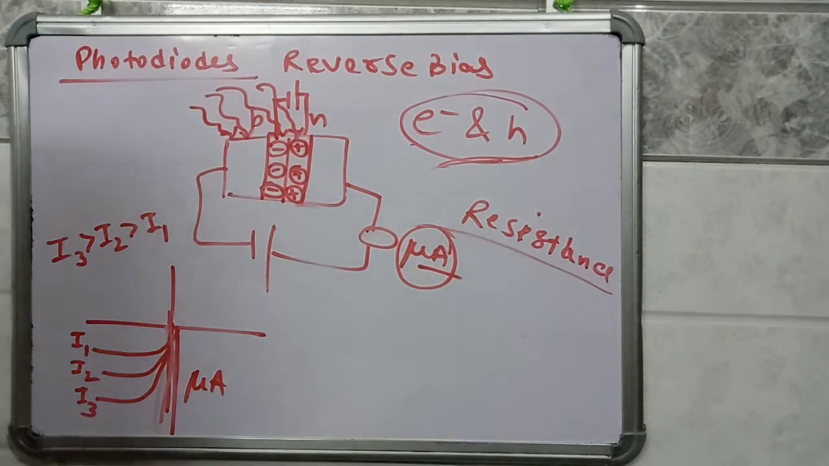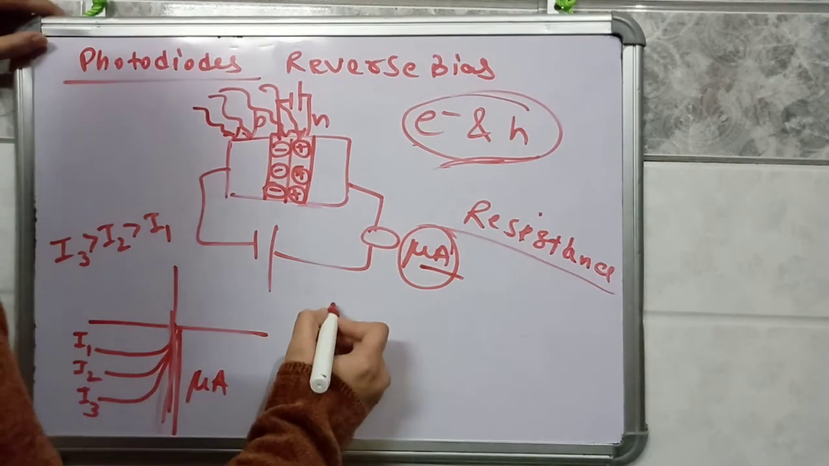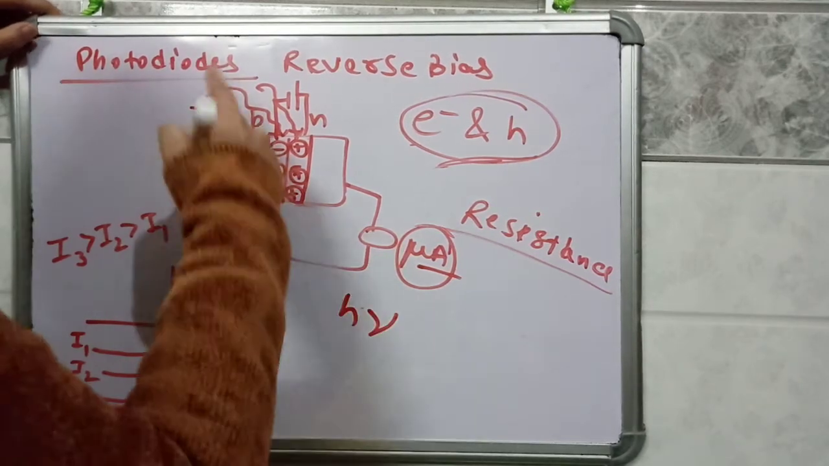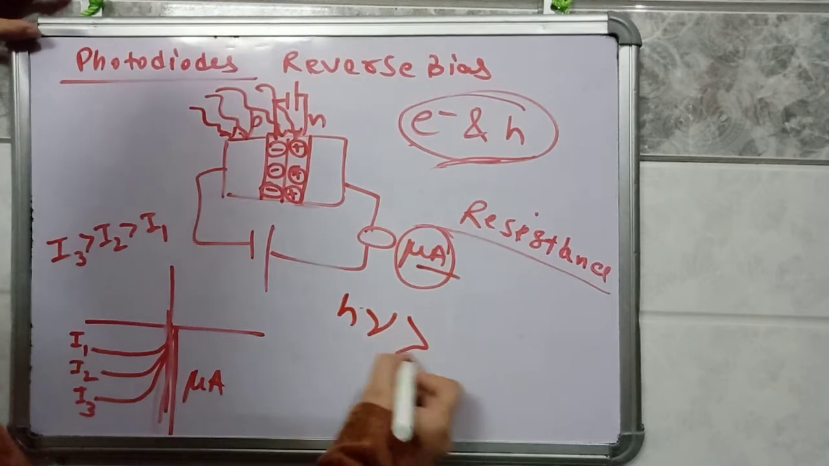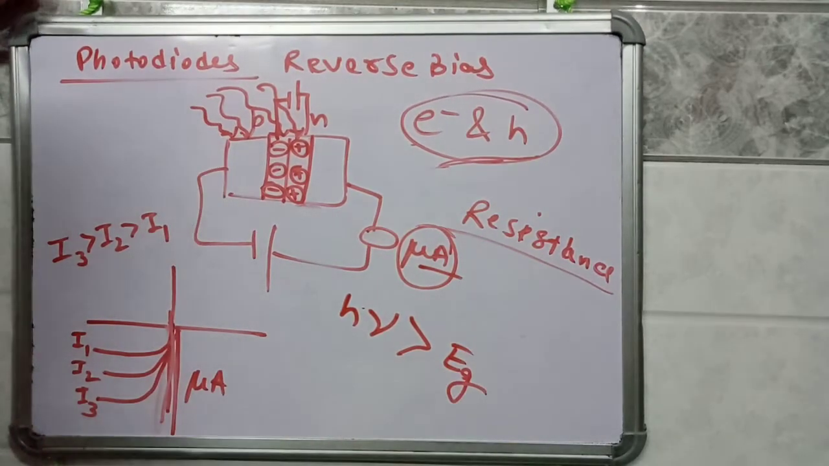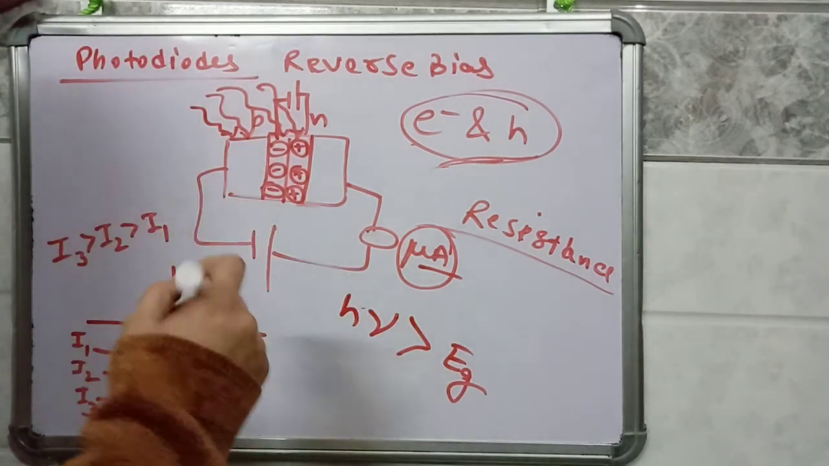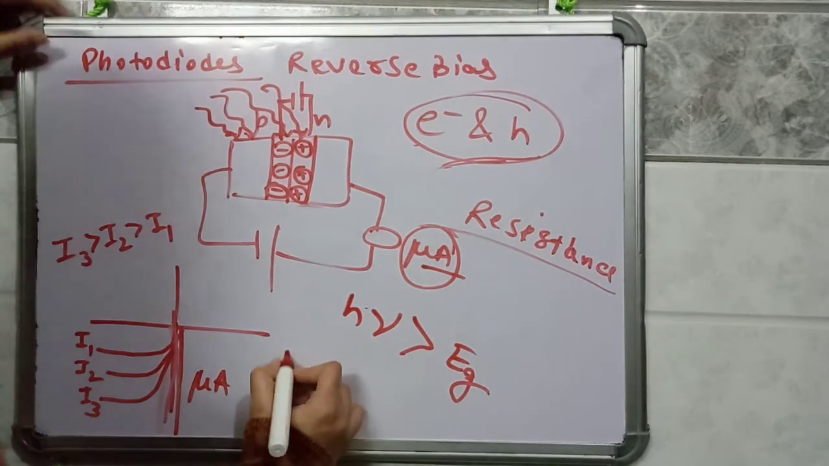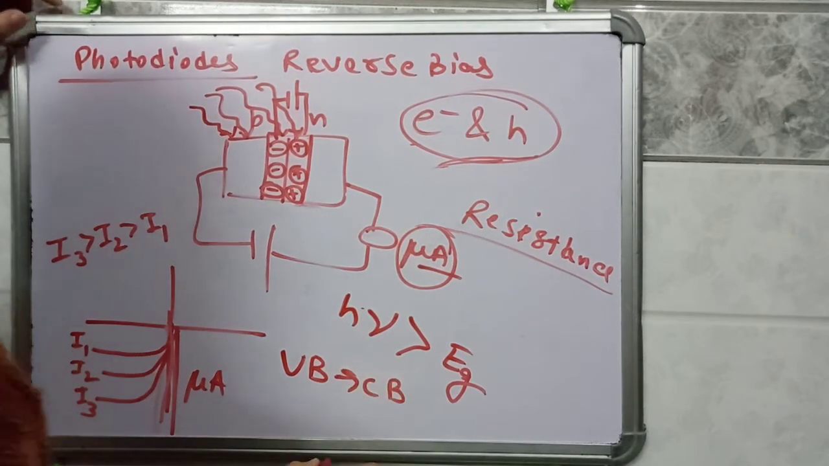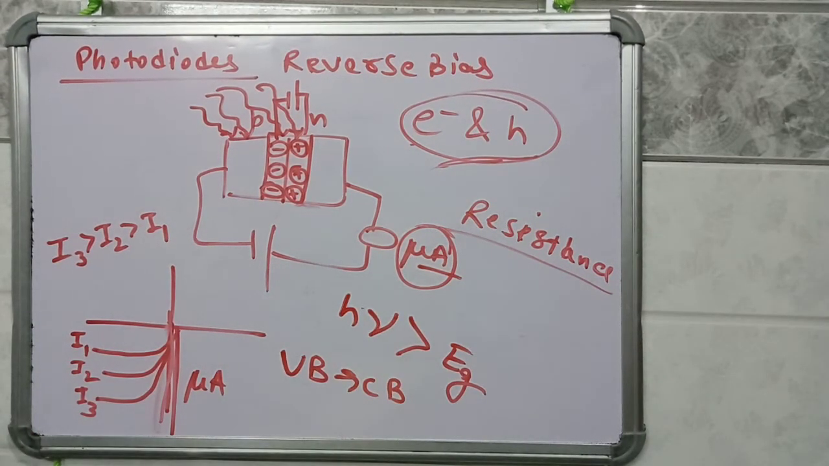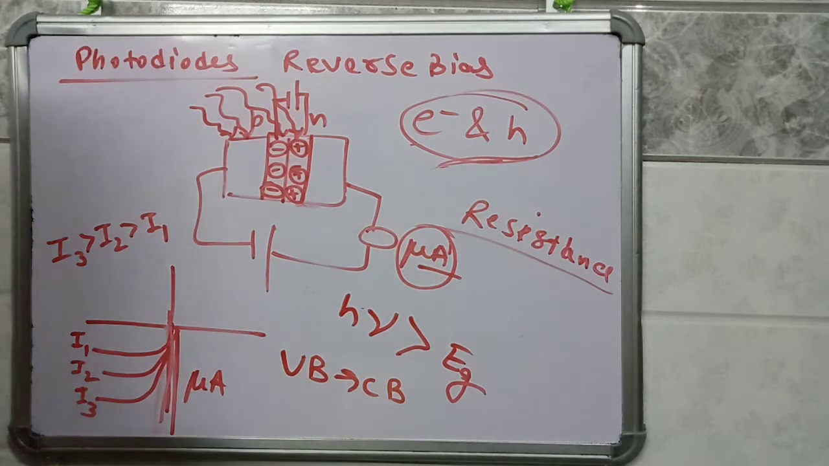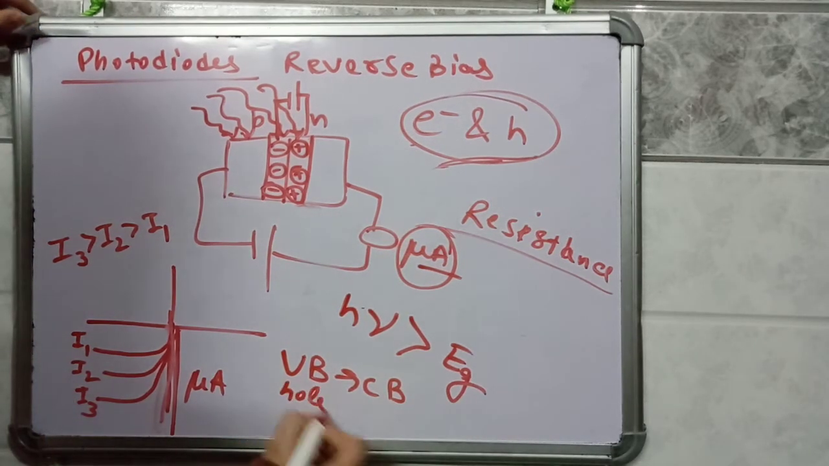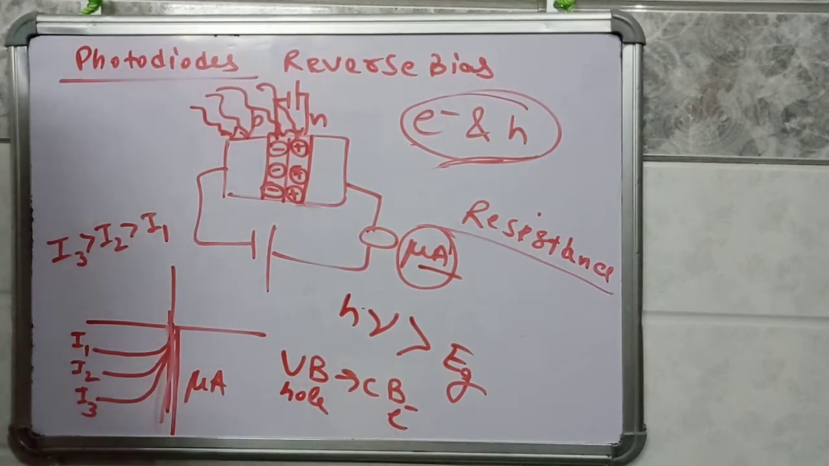So what just happened is, when a photon of suitable frequency is incident on the photodiode, for example a photon of energy h nu, if this energy is greater than the band gap, then the electron will excite and go to the conduction band. The electron will transfer from the valence band to the conduction band. In the conduction band, more and more electrons will accumulate, and holes will be present in the valence band.